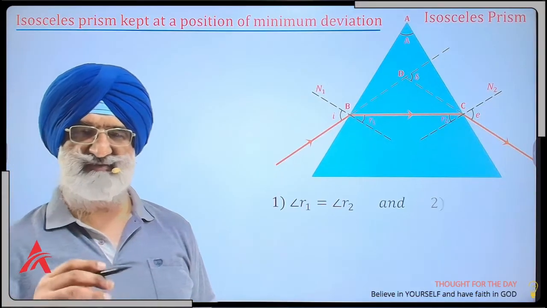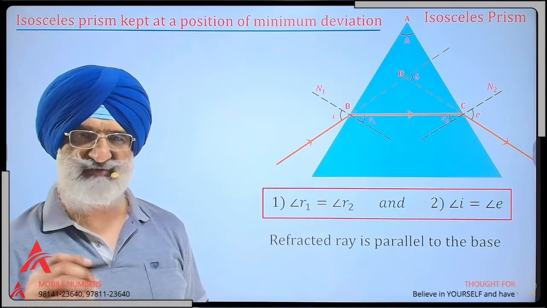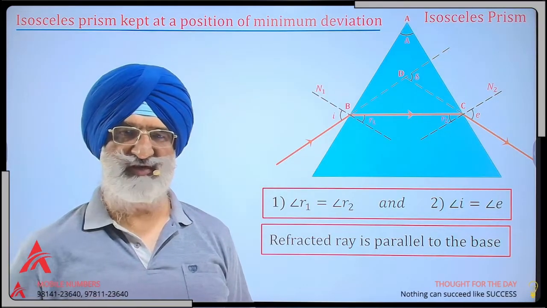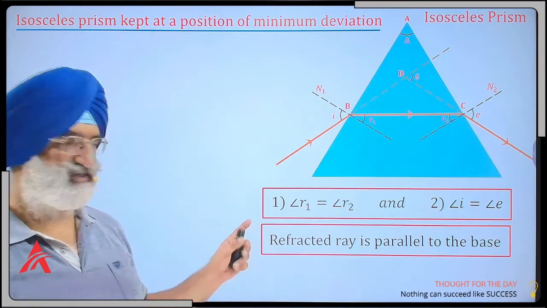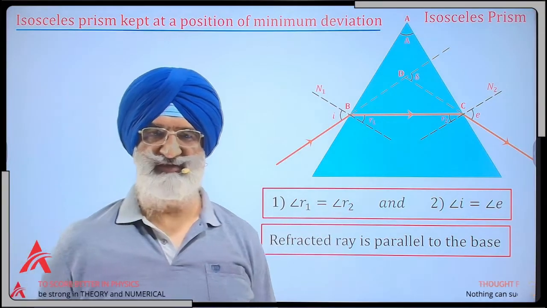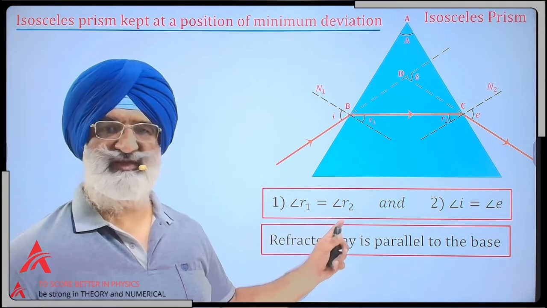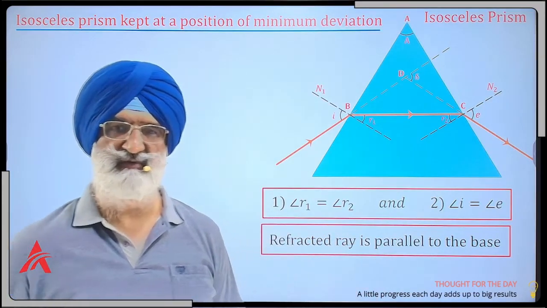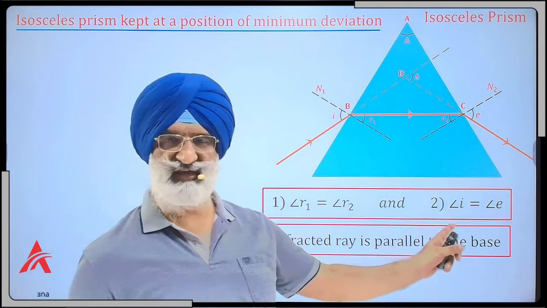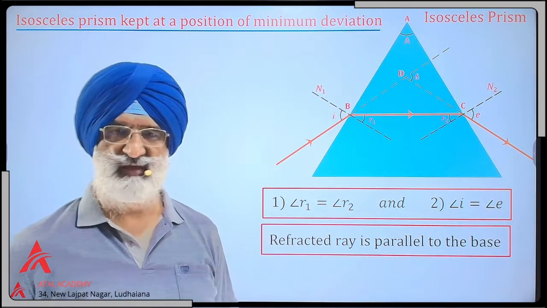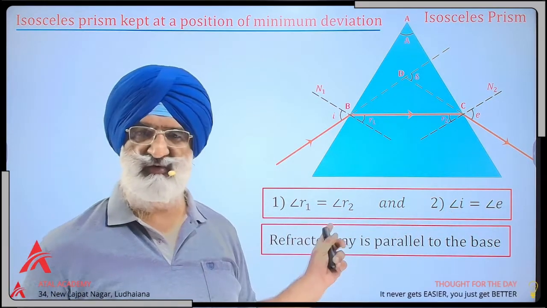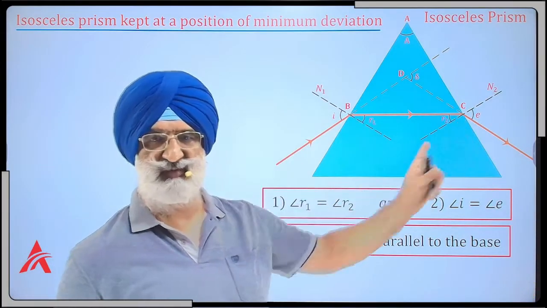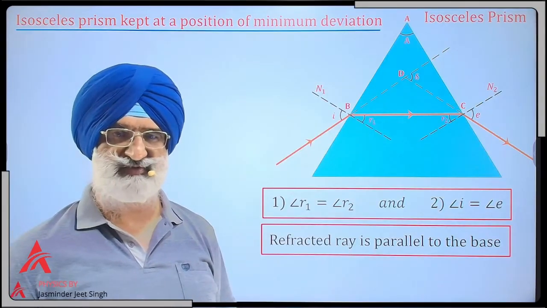Now when this prism is kept at such a position so that the deviation produced by the prism is minimum, we have two important conditions which are true. First, the two angles of refraction are equal. Angle R1 is equal to angle R2. And second, the angle of incidence is equal to the angle of emergence. That is, angle I is equal to angle E. When these two conditions are true for an isosceles prism, the refracted ray BC will always be parallel to the base of the prism.